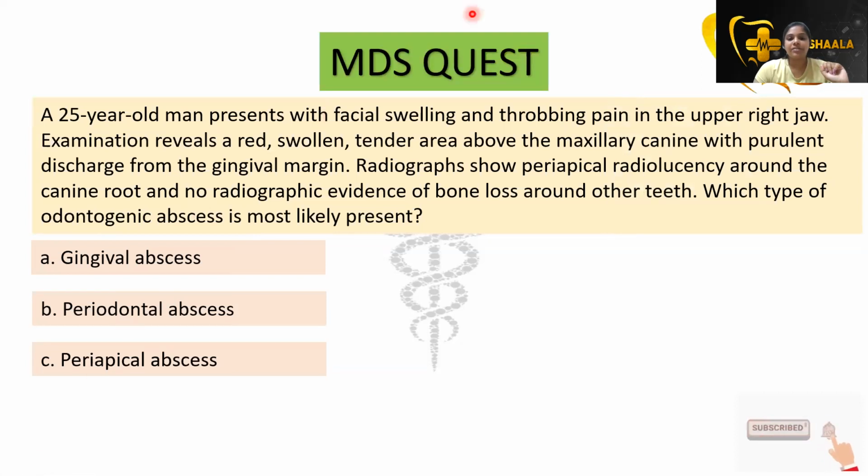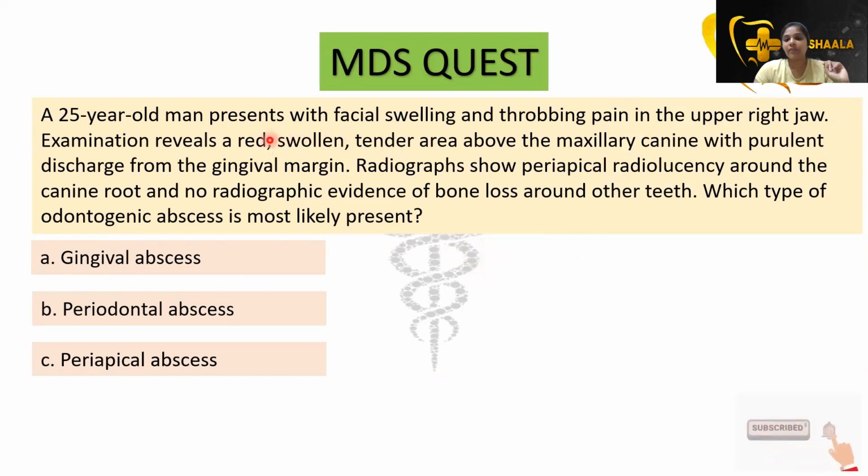A 25-year-old man presents with facial swelling and throbbing pain. Throbbing pain is seen in two conditions: one is periodontal abscess, the other is gingival abscess. It is in the upper right jaw. Examination reveals a red, swollen, tender area above the maxillary canine with purulent discharge from the gingival margin. Radiographs show periapical radiolucency around the canine root and no radiographic evidence of bone loss around other teeth. That means only the canine is involved here. So which type of odontogenic abscess is most likely present?